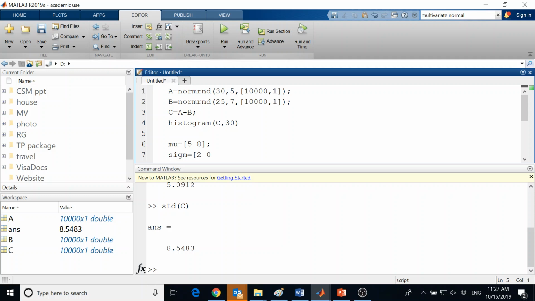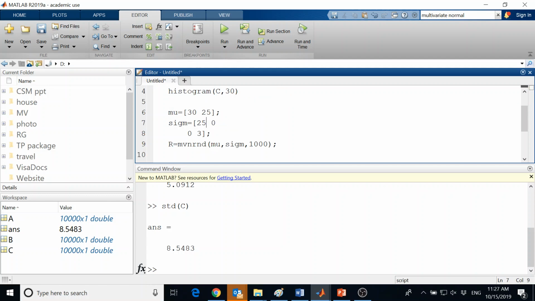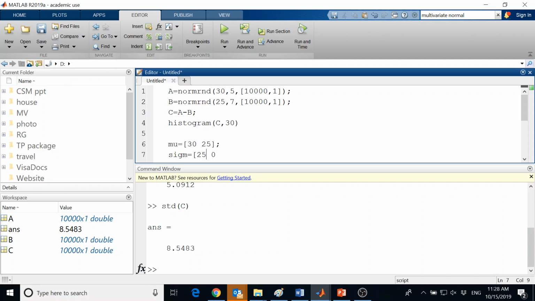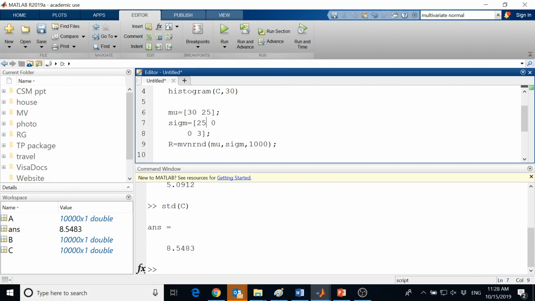So now let's do the correlated case where we have a mu vector, remember? I'm going to change that to 30 and 25. Oh, that's our standard deviation. So now the covariance matrix. Now we need to input the variance. If the standard deviation of A is 5, the variance is 25, okay? And 7 times 7 is 49, okay?